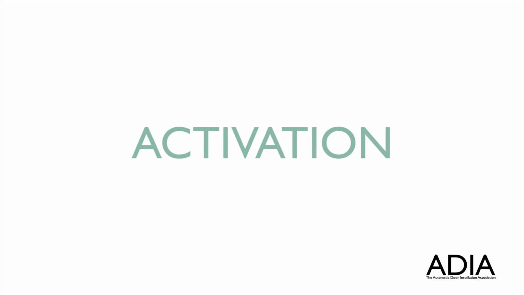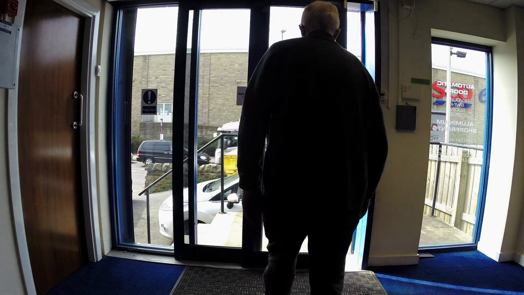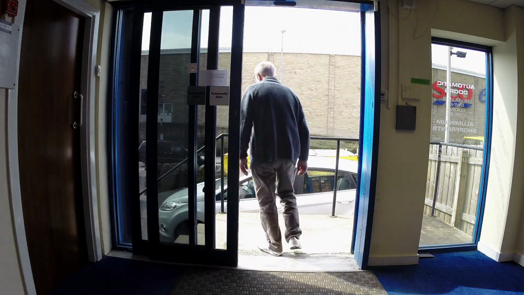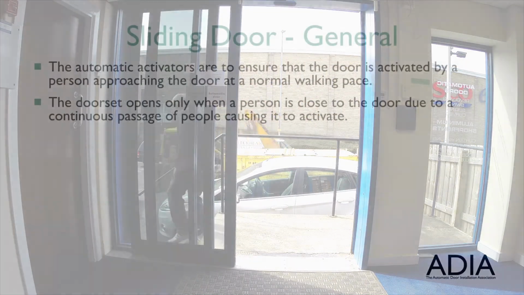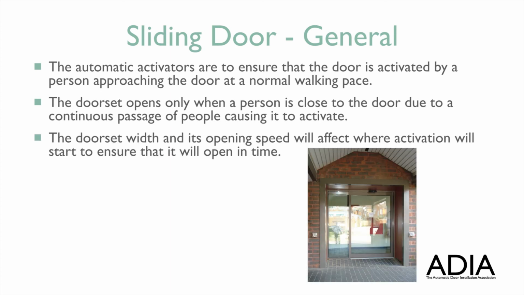Activation. The automatic activators are to ensure that the door is activated by a person approaching the door at a normal walking pace. The door set opens only when a person is close to the door, due to continuous passage of people causing it to activate. The door set width and its opening speed will affect where activation will start to ensure that it will open in time.